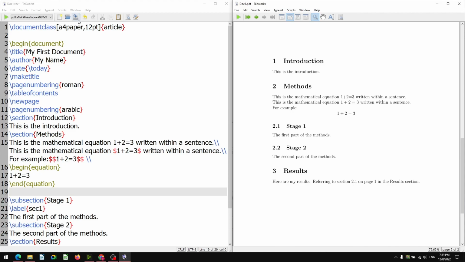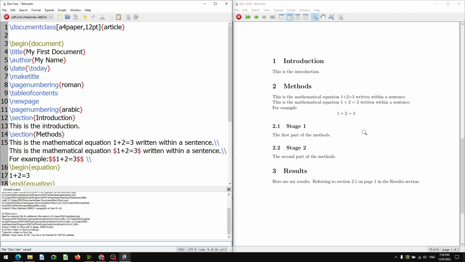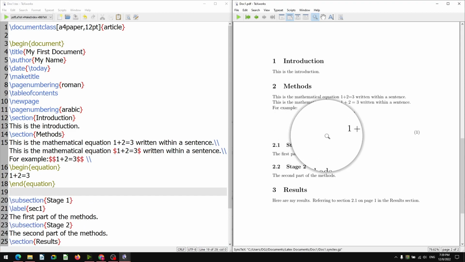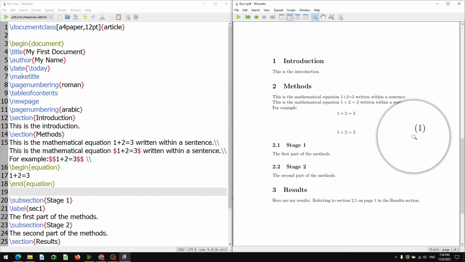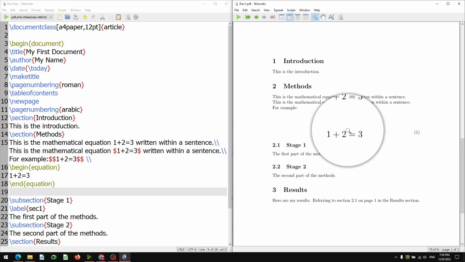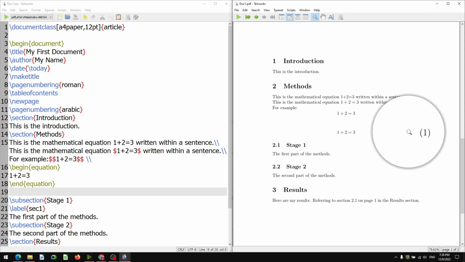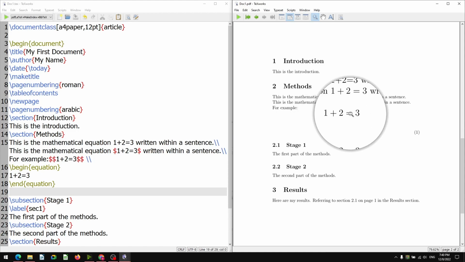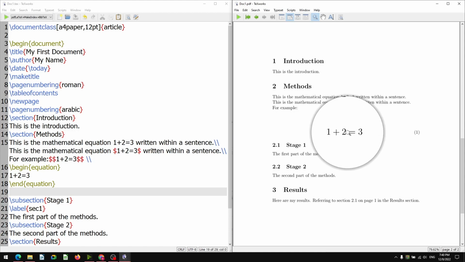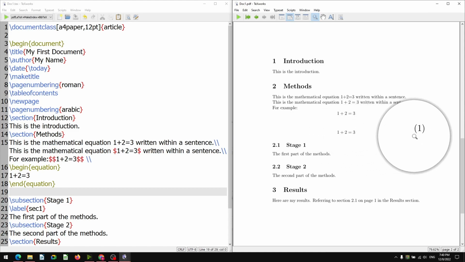Let us save it and click the typeset button, and it will create the equation 1 plus 2 equal to 3 with the equation number. Okay, so the previous equation does not have an equation number, but this equation has an equation number. So double dollar math mode displays the equation on a separate line. Similarly, backslash begin equation, backslash end equation also displays it on a separate line in math mode, but it also gives the equation number.